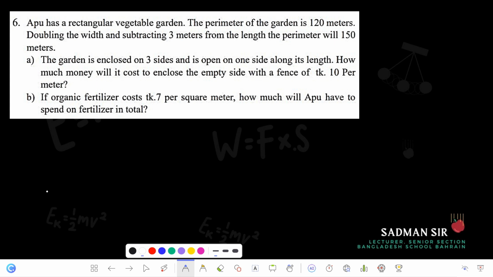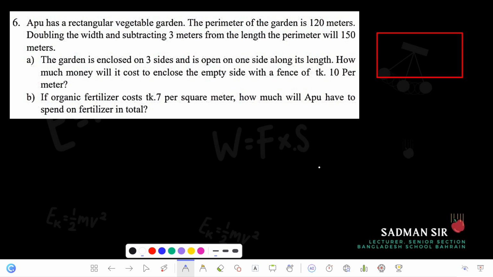Okay, so let us have a rectangle first. As you can see, we have a rectangle. Consider this one as the garden of Oppo. The perimeter of the garden is 120 meters.